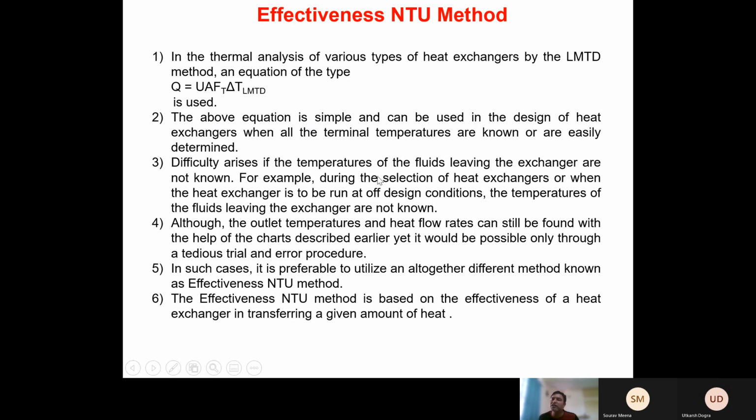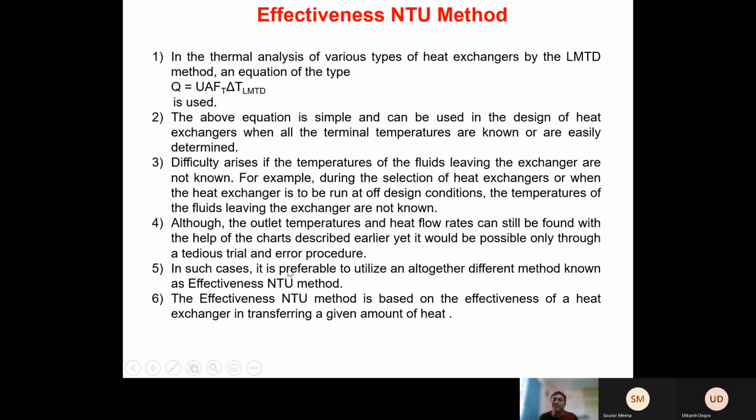So difficulty arises if the temperatures of the fluid leaving the exchanger are not known. For example, during the selection of heat exchangers, or when the heat exchanger is to be run at off-design conditions, the temperatures of the fluid leaving the heat exchanger are not known, isn't it? Such cases can also be handled by assuming the terminal temperature, doing the calculation, then going back to find the outlet temperature and seeing whether it matches the assumed temperature or not. If not, you go for several rounds of iteration until it matches. But that requires a tedious trial and error.